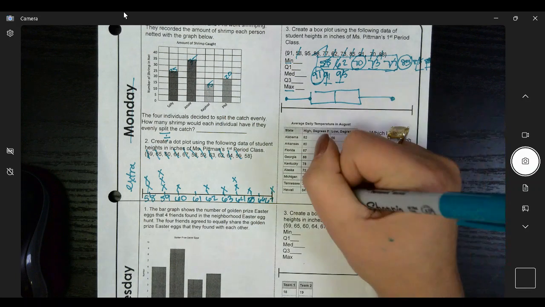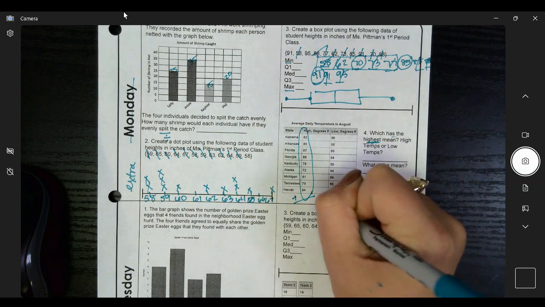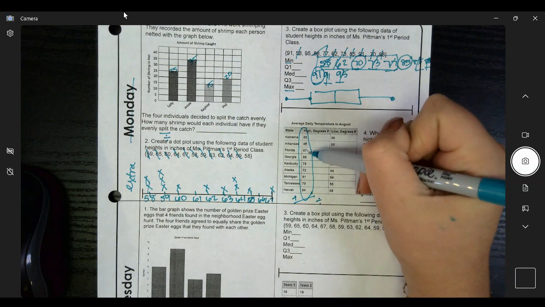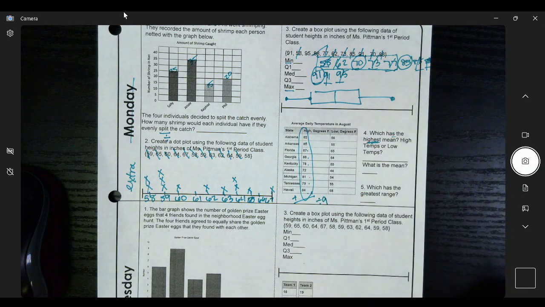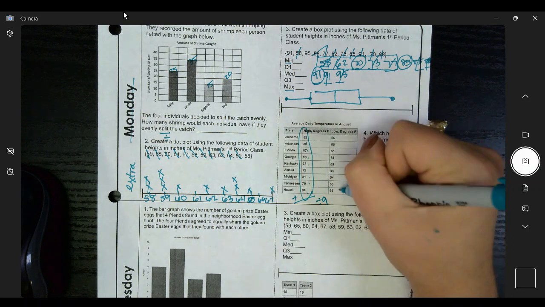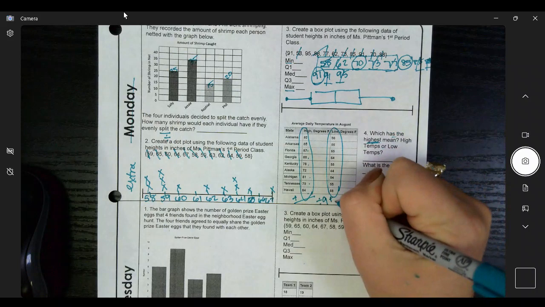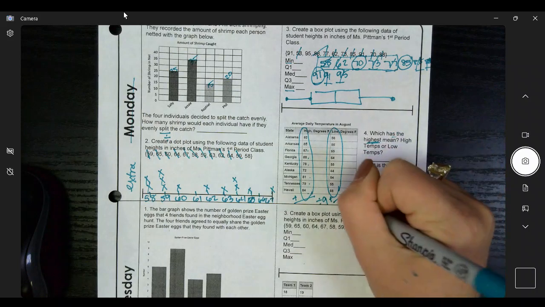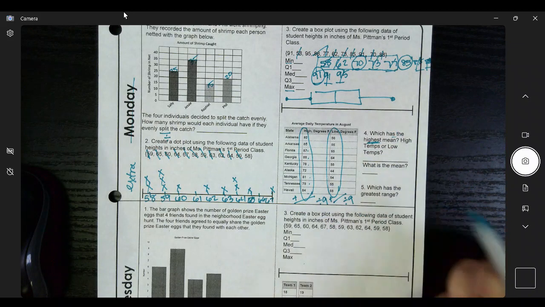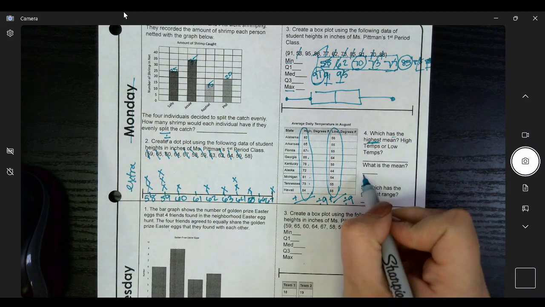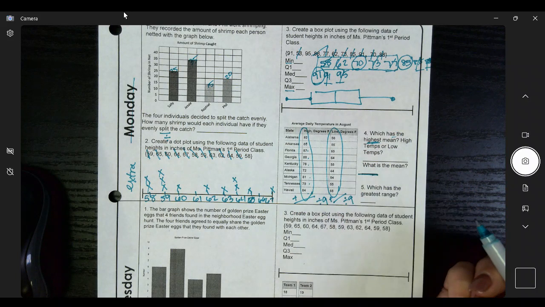So we're going to find the mean of all these. We're going to add it up, and then we're going to divide by 1, 2, 3, 4, 5, 6, 7, 8, 9. We'll divide by 9, because that's how many we have. And then we'll do the same thing over here. We'll add all these numbers up, and then we'll divide it by 9, and whichever one is the highest, we'll put right here. And I want you to put what the mean was that you got for the highest, okay?